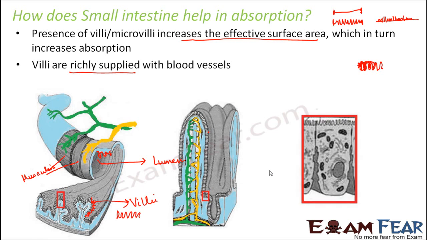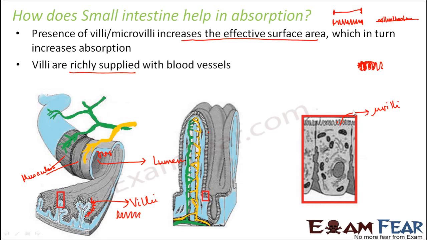If you have a close look at this, here you can see, and if you have a closer look at this part also, where I am saying that there is microvilli, you can actually see the presence of microvilli. This is how the microvilli would look. So this is how absorption takes place in the small intestine. They have villi. Villi in turn have a lining of microvilli, which increases the effective surface area, so the absorption increases.